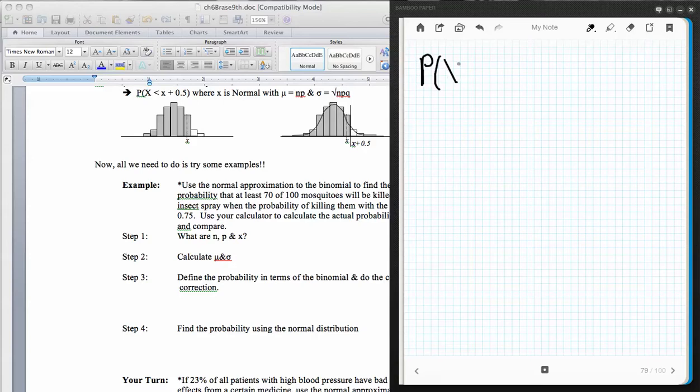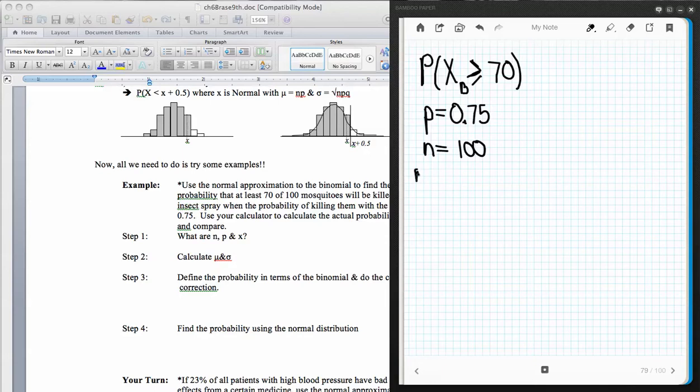So the probability that our binomial is greater than or equal to 70. It's very important that we get this right, the greater than or equal to. At least means that's the smallest it could be, so 70 is the smallest or larger. Now, what we're being told here is that our probability of success, the probability of killing the mosquito, is 0.75, and that we're going to try to kill 100 mosquitoes. So in 100 mosquitoes, that's our n.